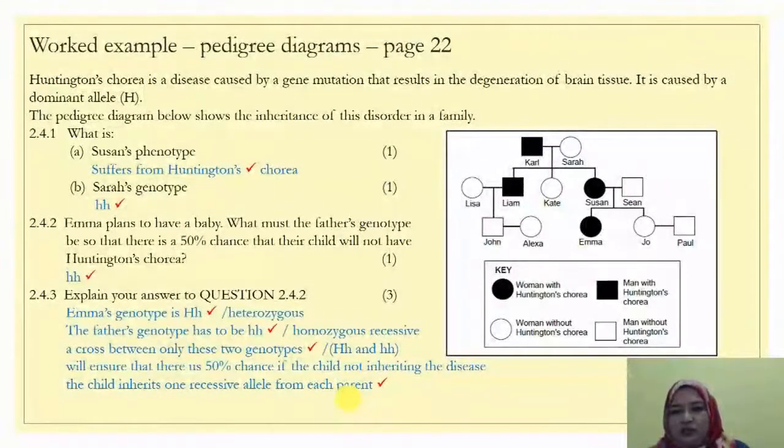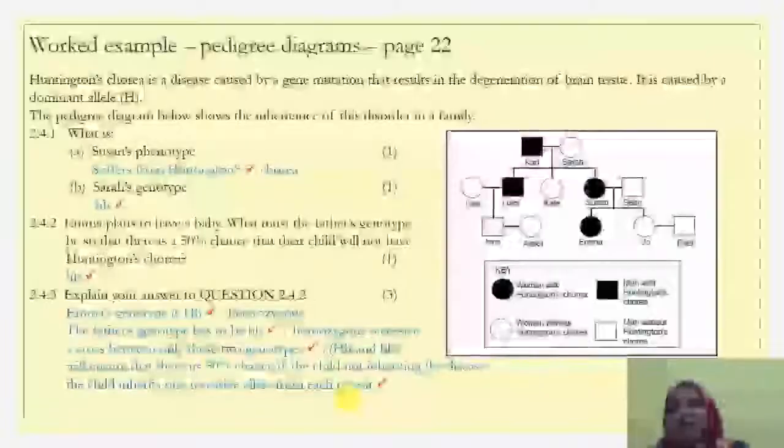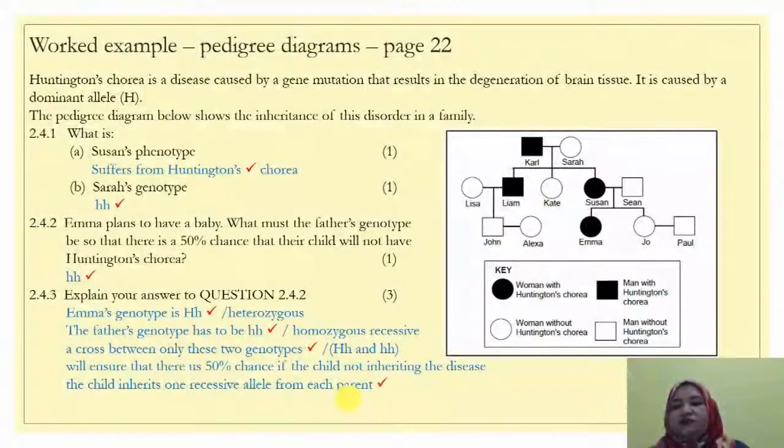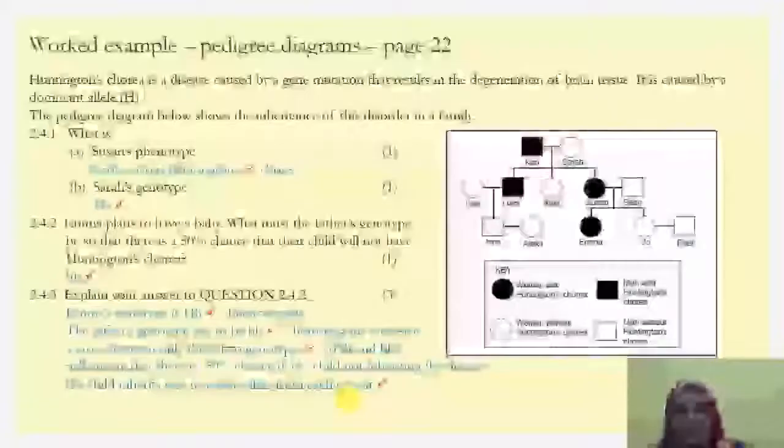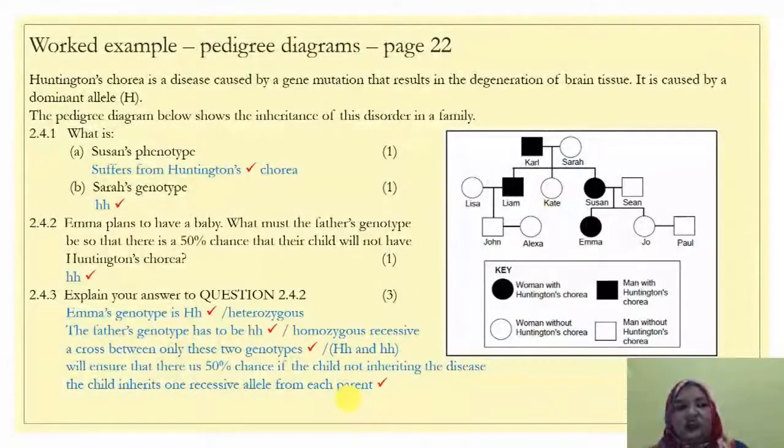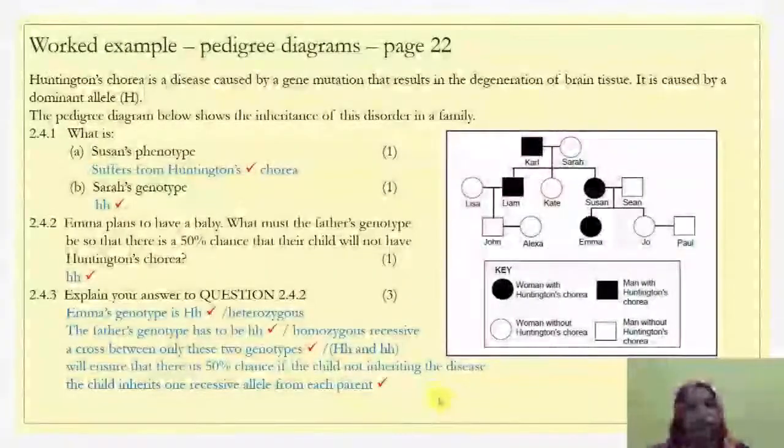cross the two, you will get a 1:1 ratio of heterozygous to homozygous, and therefore the child will have to inherit one recessive allele from each parent. Everybody fine with that? I'm going to carry on.